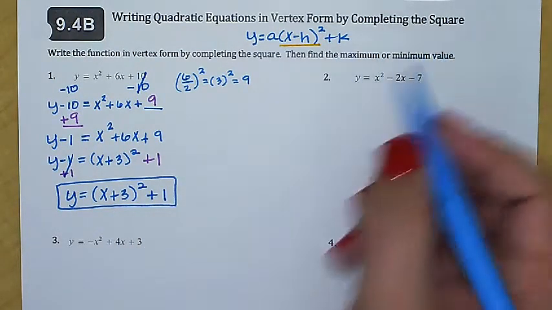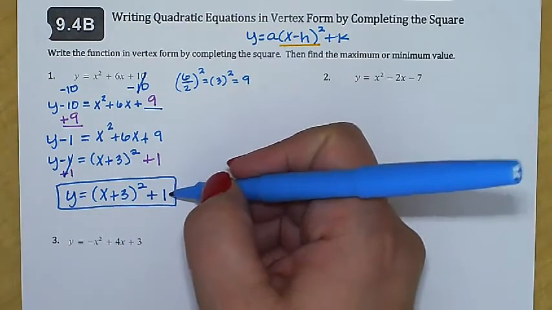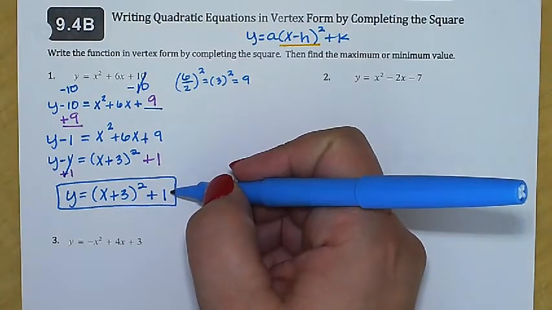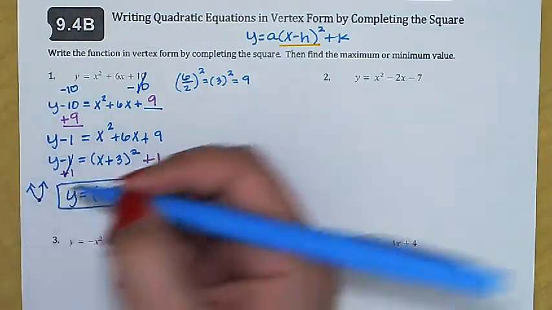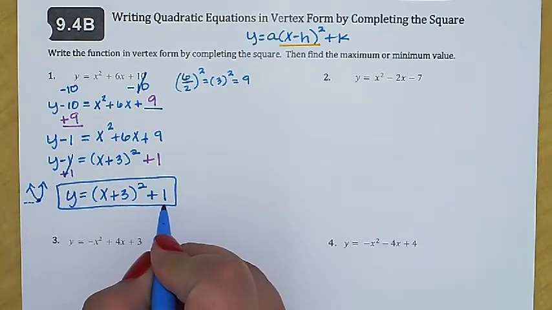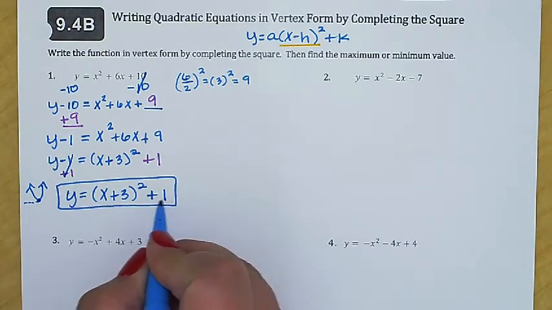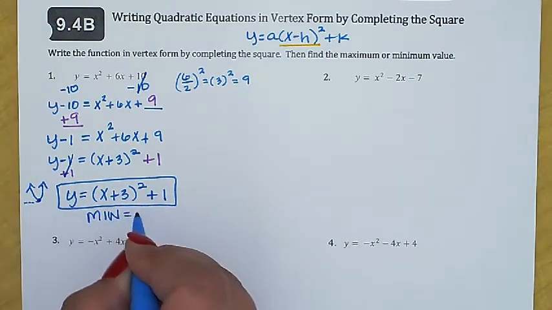So it says find the max or min here. The vertex here would be at -3, 1. 1 would be, in this case, the minimum, because this is a parabola that opens upward. So that vertex would be down here. That means the lowest value of that vertex is 1, since that's the y-coordinate of our vertex. So that would be equal to 1.